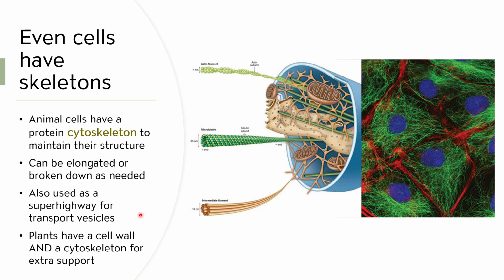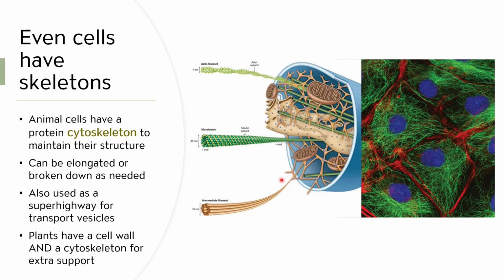They can be elongated, they can be shortened, they can be moved to different places of the cell, and they offer 2 jobs for the cell, or two roles. They are used for structure, just like we would think a skeleton would be, so they maintain the structure of the cell, and they're used as a superhighway. So those little vesicles don't just float randomly through the cell. Often what will happen is they will get attached to these pieces of cytoskeleton, and they will literally get walked along the cytoskeleton to where they need to go.